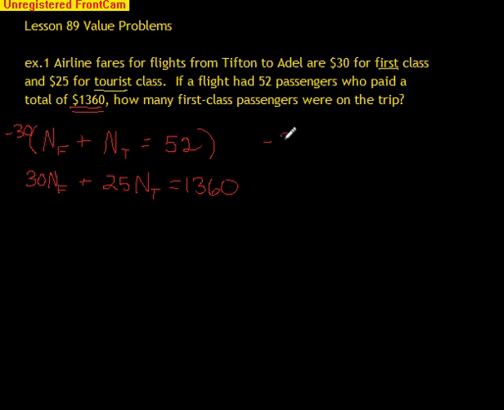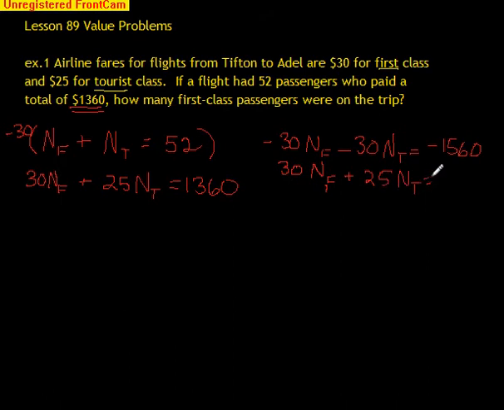So we're going to have minus 30 number of first class, plus minus 30 number of tourist class, equals, and then we're going to take minus 30 times 52, which would be minus 1,560. So you have to multiply negative 30 times all of these. And now we're going to add it to the second equation. Remember, this is our elimination method. Plus, we don't change anything on this one. 25 number of tourists equals 1,360.